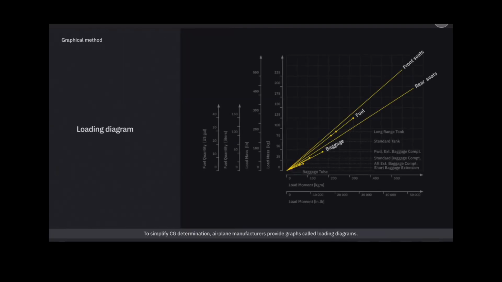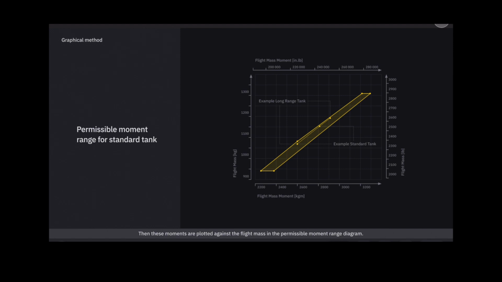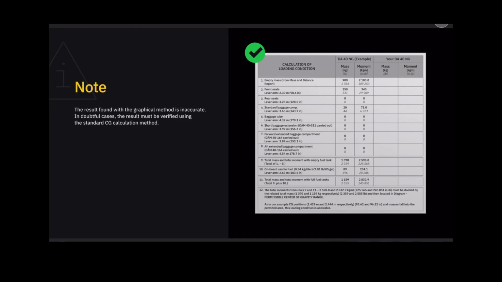To simplify CG determination, airplane manufacturers provide graphs called loading diagrams. Moments of individual components can be obtained from the loading diagram without calculations. Then these moments are plotted against the flight mass in the permissible moment range diagram. CG positions determined at the intersection must stay within the permissible range. This method is called the graphical method. Note: the result found with the graphical method is inaccurate. In doubtful cases, the result must be verified using the standard CG calculation method.